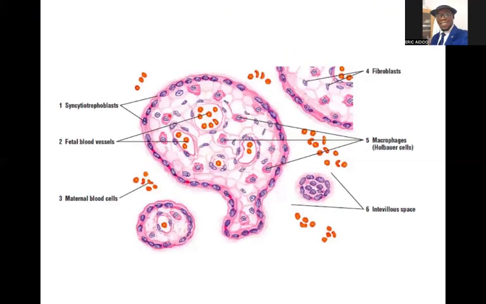So that is maternal blood, and then this is the fetal blood. In this spherical mass, you usually find most of the fetal parts. So that is the syncytial trophoblast there. You have the macrophages, the Hofbauer cells also located there. That will be the intervillous space. The fibroblasts are also there.